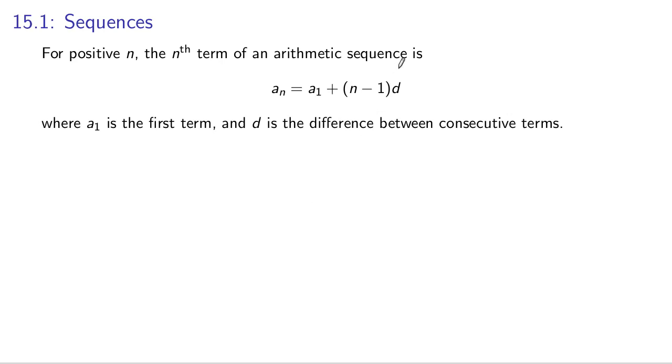d is our difference between consecutive terms, which is the signed difference, not the absolute difference. When you subtract the first term from the second, that's how you get d. This gives us a formula to find any entry in the sequence, knowing the first term and the difference. The n is what we put in, so n is going to be a given.